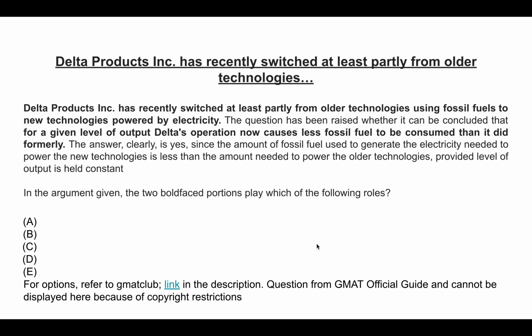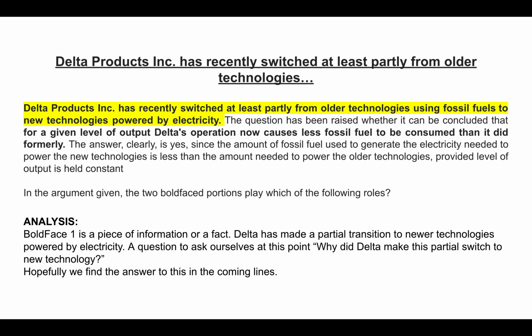This question has been taken from the official guide. In the first sentence, we are given a piece of information that Delta Company has made a transition to newer technologies. So, this is clearly a premise.